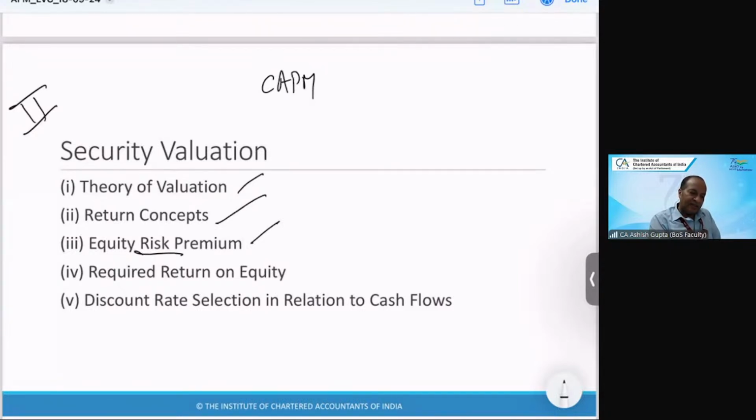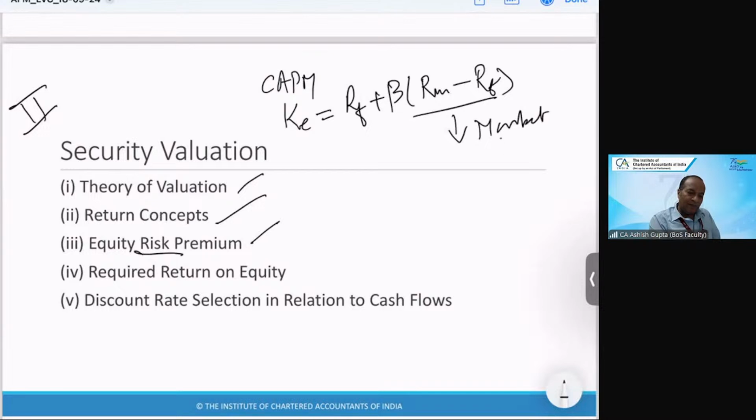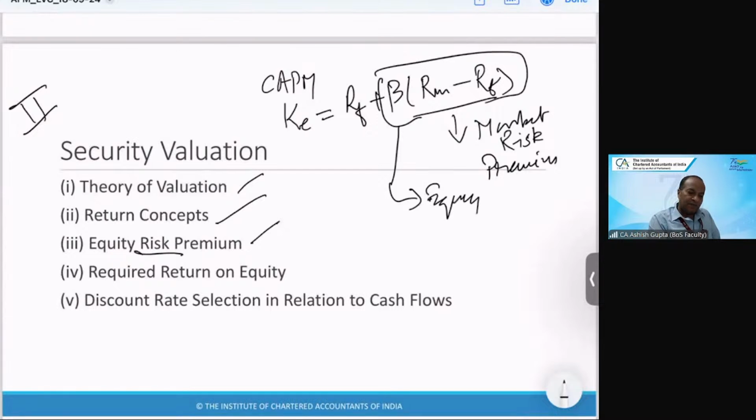Okay, where the formula was like that: KE is equal to RF plus beta into (RM minus RF). Basically, this is the market risk premium, and overall it is called your equity risk premium. Beta means the systematic risk. Okay, beta means systematic risk, and that overall discussion we shall take in the next topic.